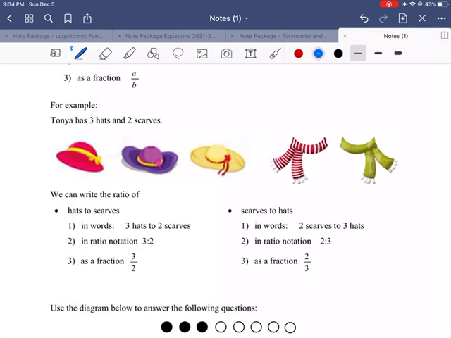You can also compare the scarves to hats. So this would kind of be in reverse. In words, you've got 2 scarves to 3 hats. And in ratio notation would be 2 to 3. And as a fraction, 2 over 3.